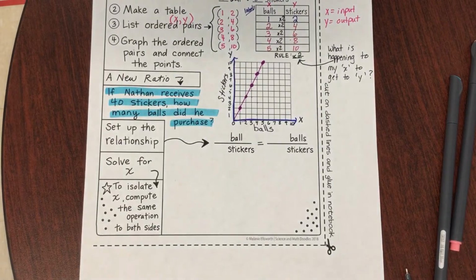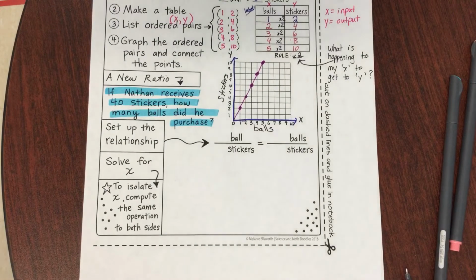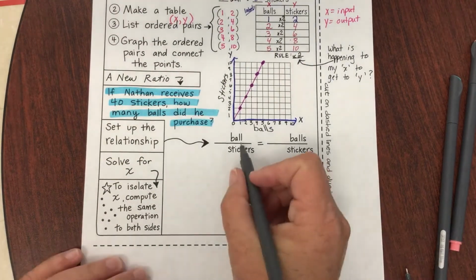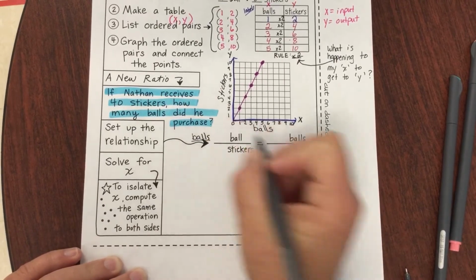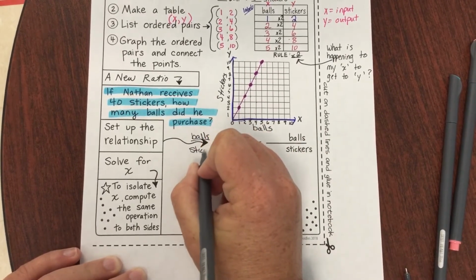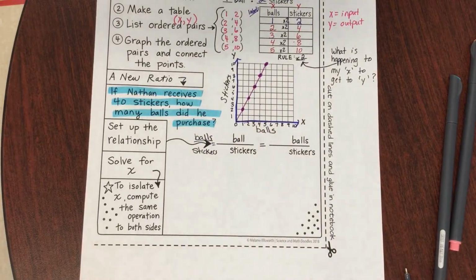Okay. So now we're using the same scenario: for every toy ball Nathan buys, he gets 2 free stickers. Now it says he has 40 stickers. How many balls did he purchase? So this is where we're going to set up our proportion. I have my labels, but I'm going to make sure I have labels here. You just divided by 2 since you already know the rule too? Nope, we are going to set up a proportion.